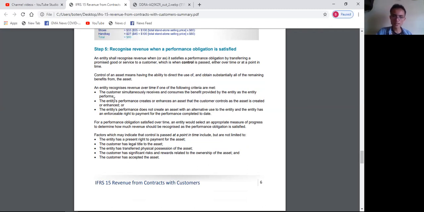That is based on simultaneous receipt and consumption of the benefit. That is also when there is creation or enhancement of an asset. Also, when the entity's performance does not create an asset with an alternative use to the entity, and the entity has an enforceable right to payment for the performance completed to date. So there is no additional work then that is made. So that is over time. All right.